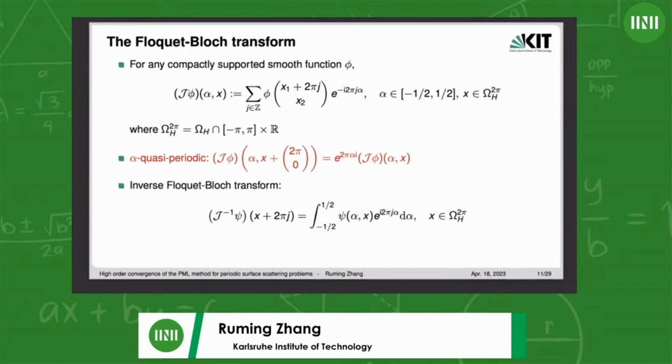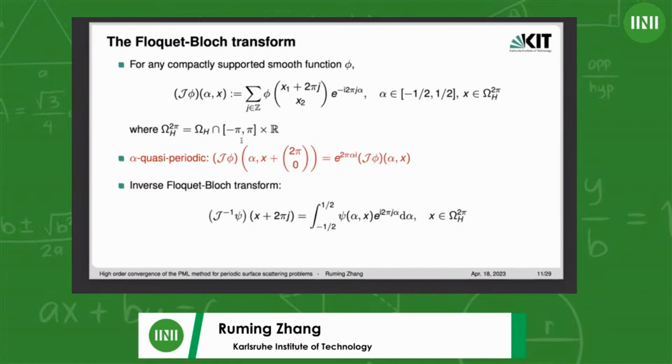After the transform, we get an extra parameter alpha, which lies only in a bounded domain between -1/2 and 1/2. And here x, the variable which originally lies in omega h, is now in one periodic domain, omega h2 pi. So this is the definition of omega h2 pi. It is restricted to one periodicity cell.